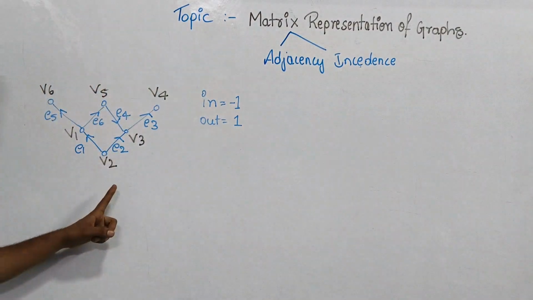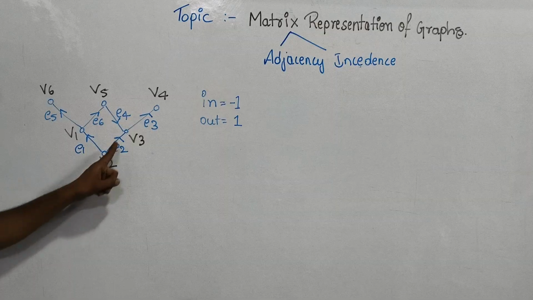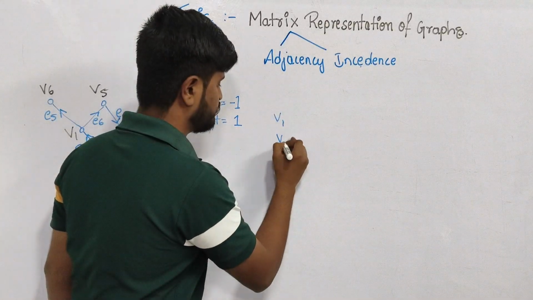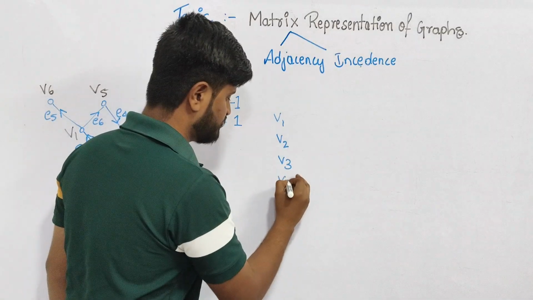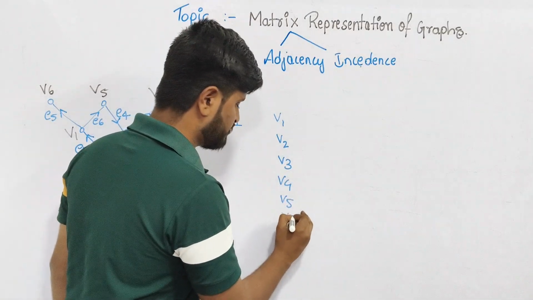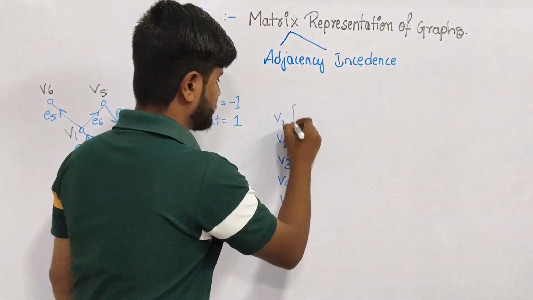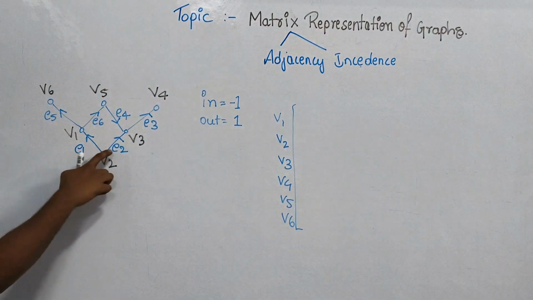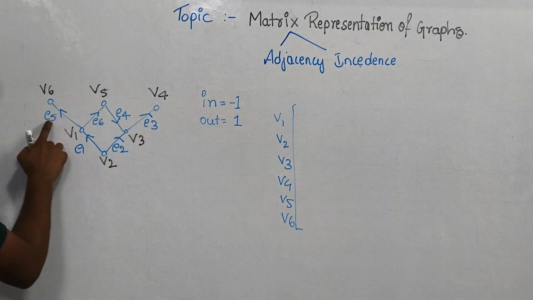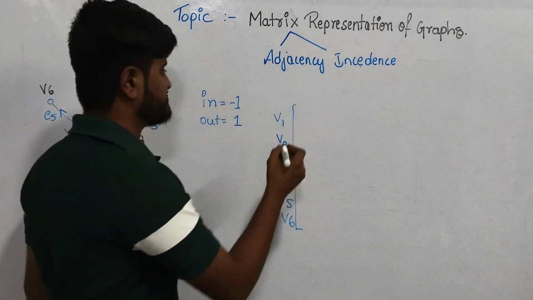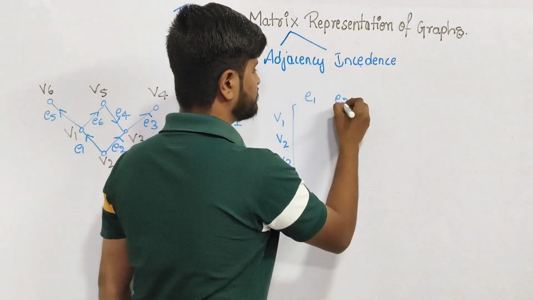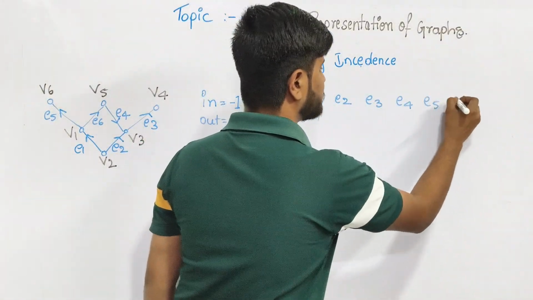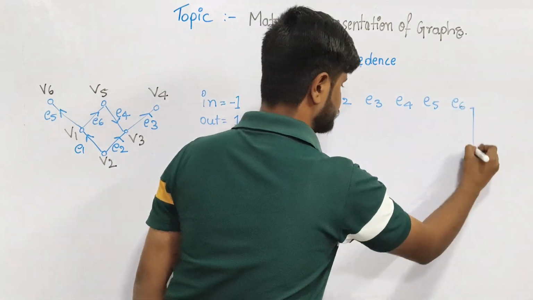So what are my vertices right here? V1, V2, V3, V4, V5 and V6. Next, let's write the edges. So what are my edges? E1, E2, E3, E4, E5 and E6. Total 6 edges.